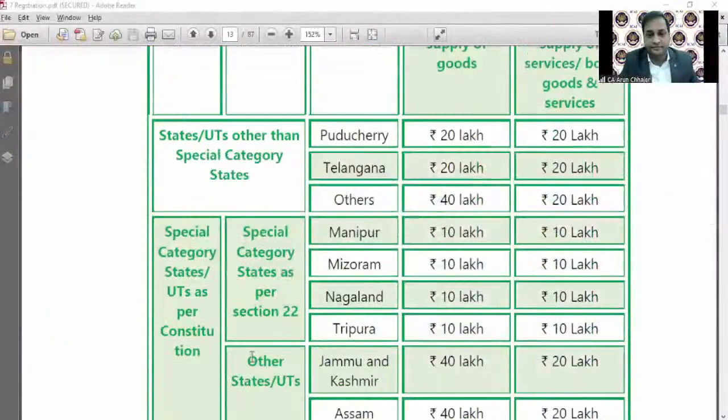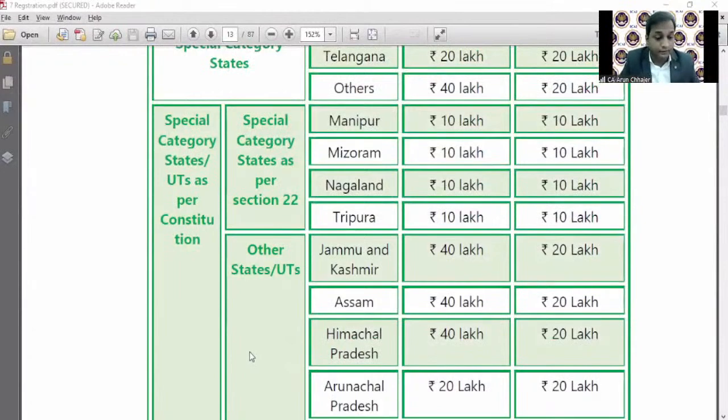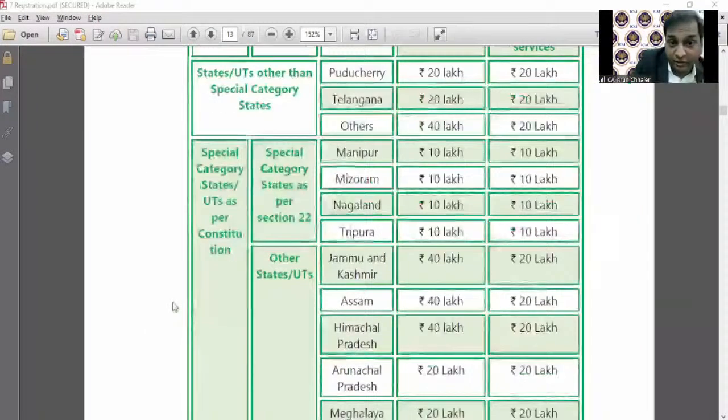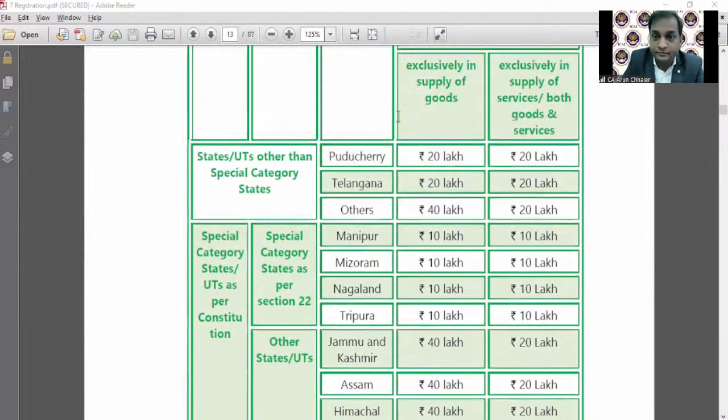Come to this chart. Multiple times I will come to this chart because we have to understand this chart completely. So exclusively in the supply of the goods. Perfect. So let's say first, normally it is 40 lakhs. And it is 20 lakh if I am only providing the service or providing the supply of the goods and services. Other state 40 and 20. I hope it is clear.